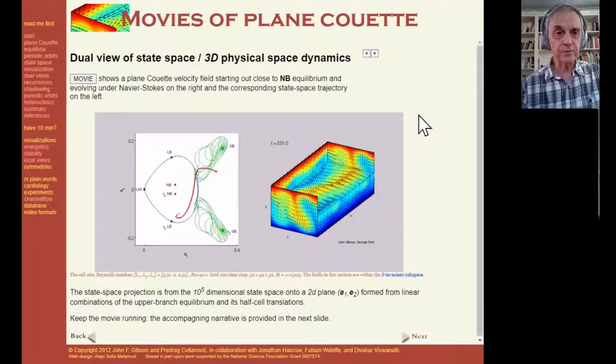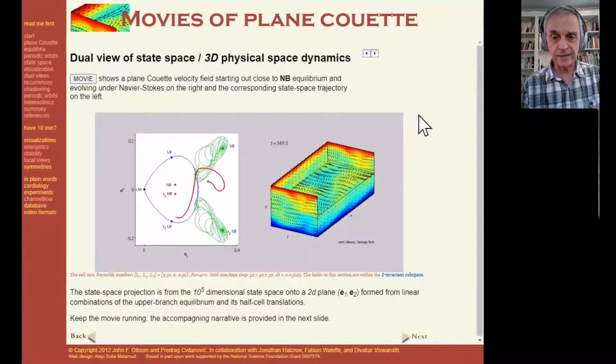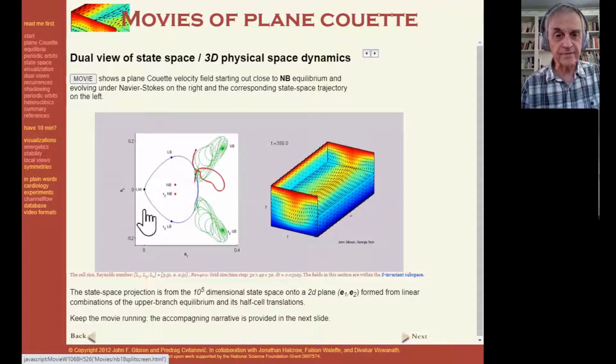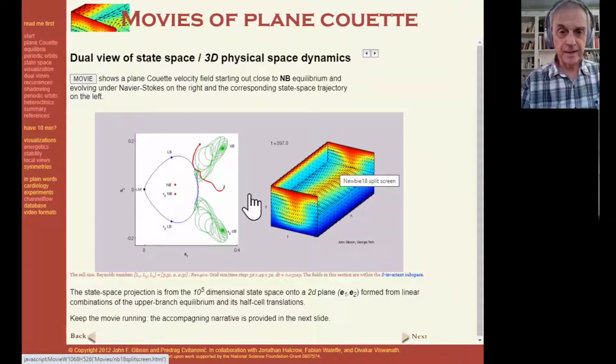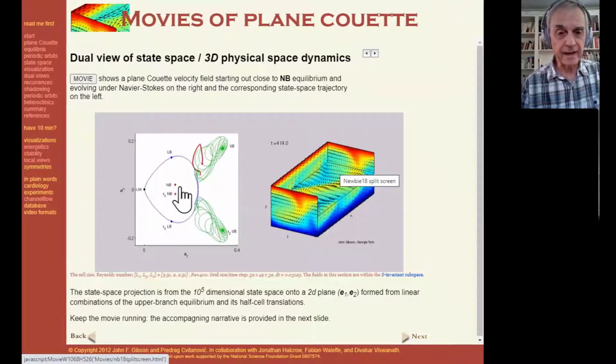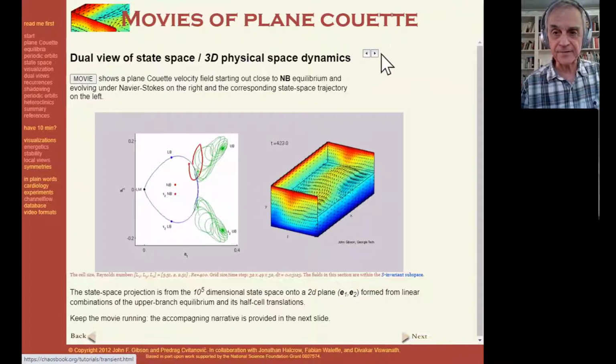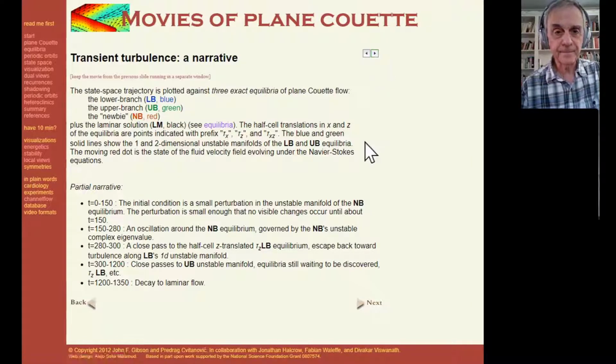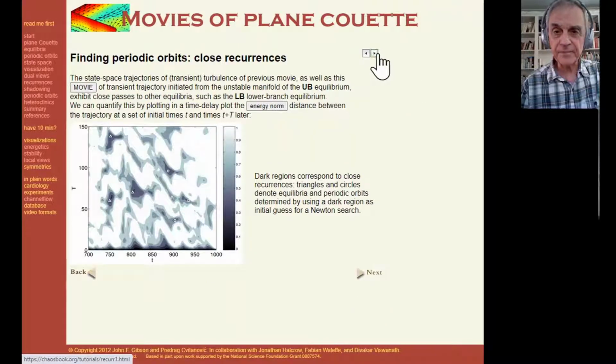So now we have a tool where we can combine our intuition as plumbers in 3D with our amazing tools of nonlinear dynamics in state space. So there is a narrative here. I gave you some glimpse. Now comes the next thing.